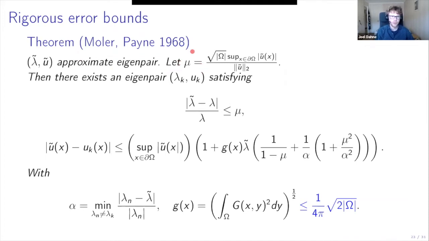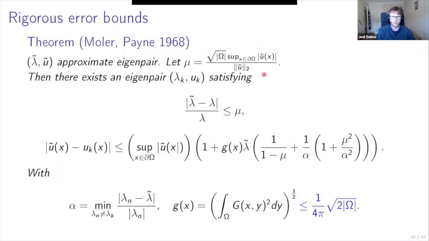It has to solve the differential equation exactly, that is the important part. Then we compute the value of mu. It's something depending on the area of the domain. But the important part is mainly that we compute the supremum of this approximation on the boundary. If it's a good approximation, then it would be almost 0 on the boundary, so this supremum would be small. The better approximation we have, the smaller this supremum is. And then we have to normalize this somehow by the norm of u tilde.